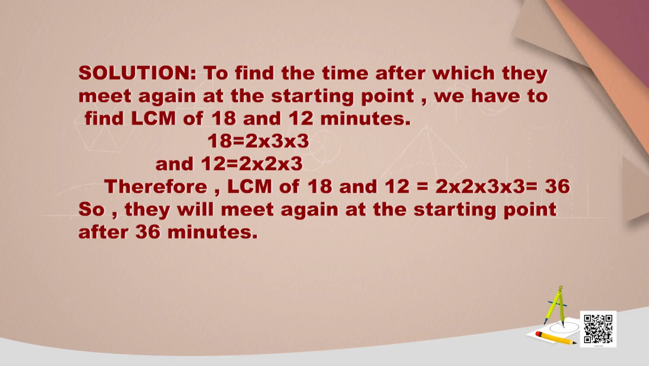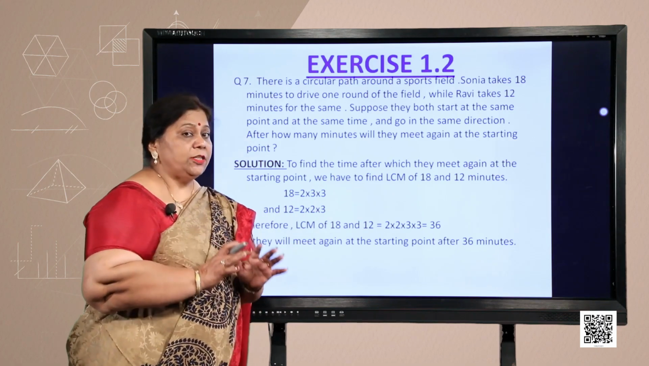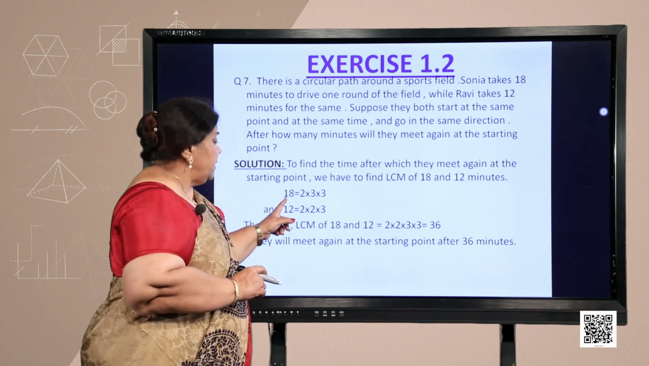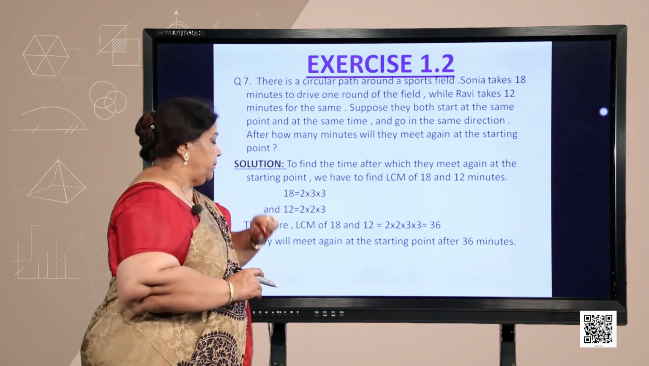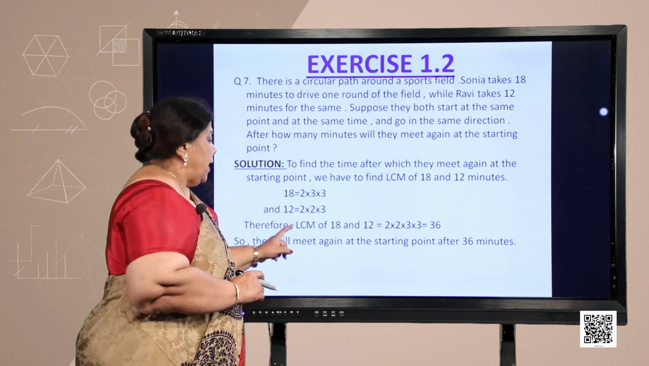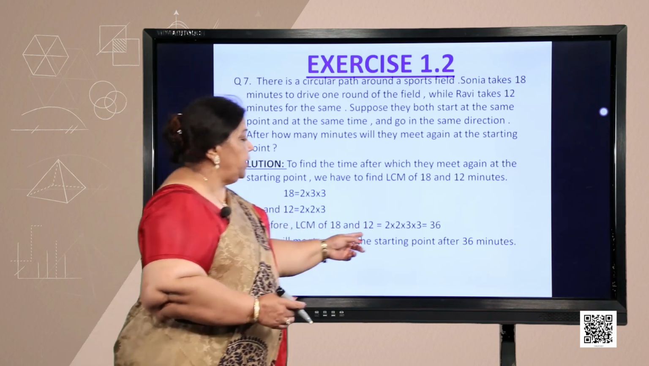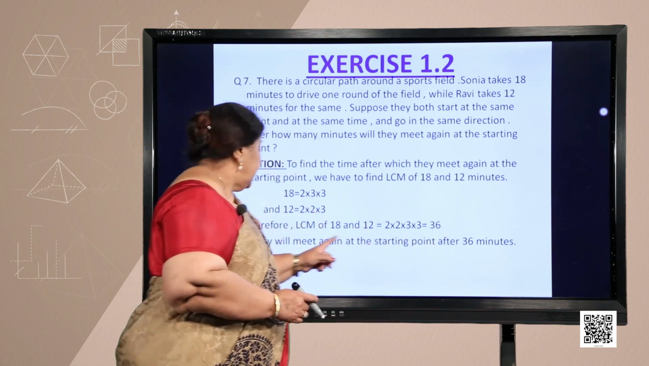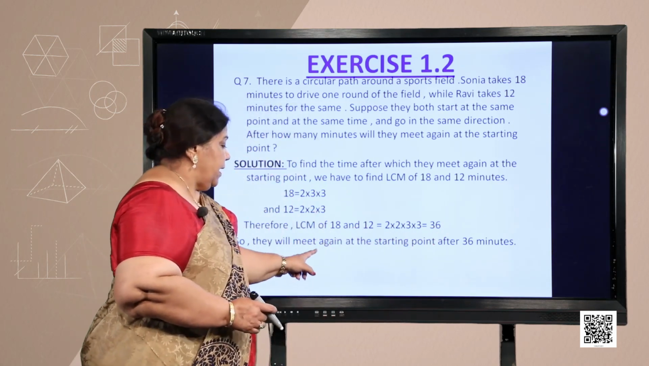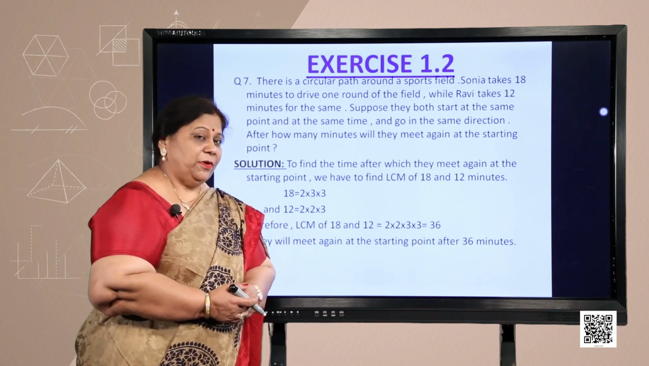That means, to find the time after which they meet again at the starting point, we need to find the LCM of 18 and 12 minutes. LCM means least common multiple. Here 18 can be factored as 2 into 3 into 3 and 12 can be factored as 2 into 2 into 3. Therefore, LCM of 18 and 12 is 2 into 2 into 3 into 3, that is 36. So they will meet again at the starting point after 36 minutes. I hope it is clear.